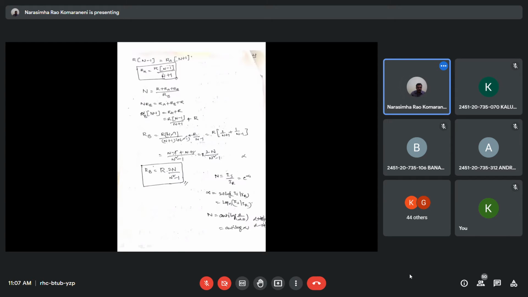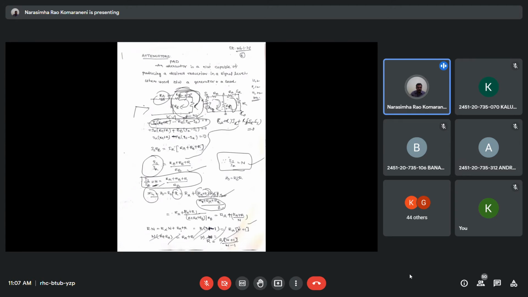This equation will get, look, what has it become now? We can write it as capital R equal to RA plus R divided by N. Now if you take the cross multiplication, look what happens.